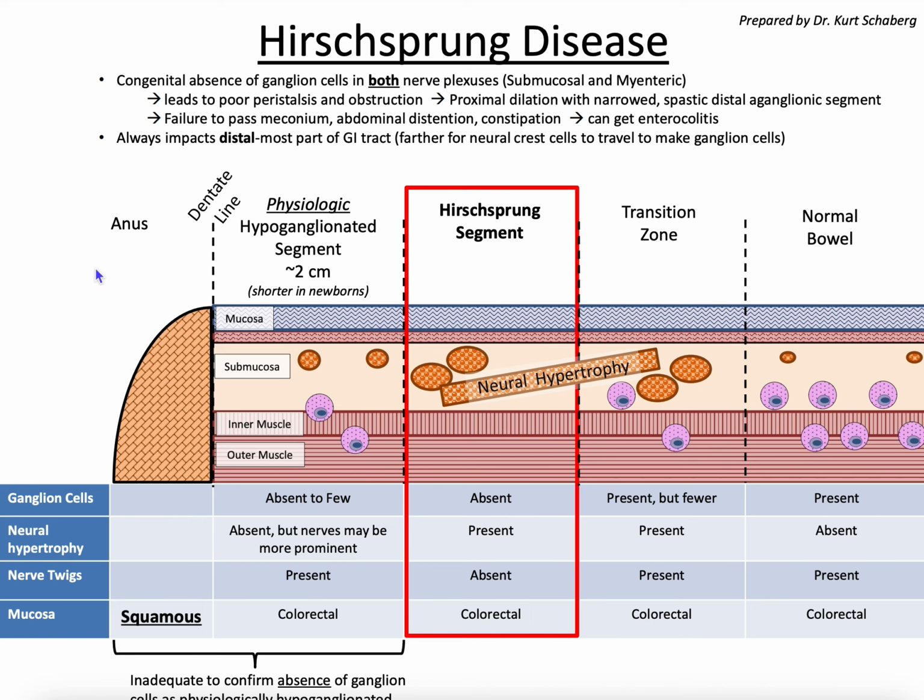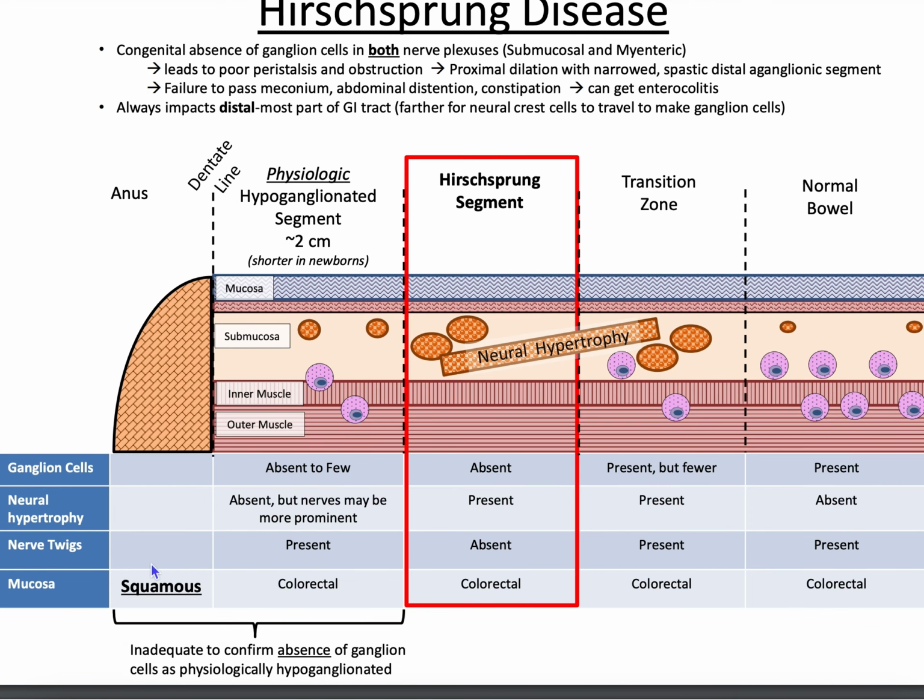So let's talk about the anorectal region. First, you have your anus, and that's made up of squamous mucosa. Then you have your dentate line, which surgeons also visualize to help them assess anatomically where they are. And then you have a physiologic hypoganglionated segment that's around 2 centimeters but shorter in newborns. And remember, histologically, the layers of the bowel are divided into mucosa, submucosa, and muscularis propria, which has an inner muscle and outer muscle layer. Here, this pink cell is your ganglion cell, and then here are your nerves.